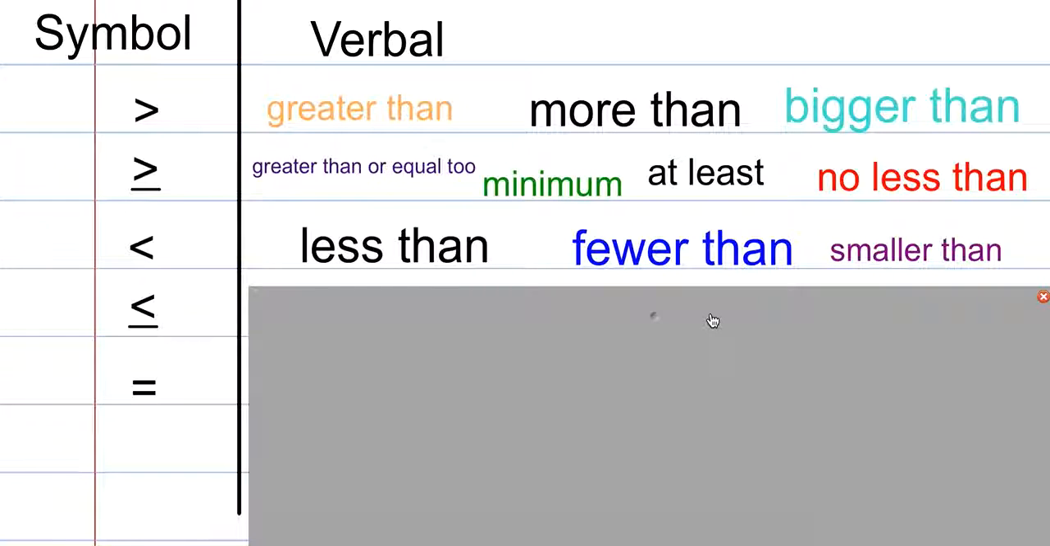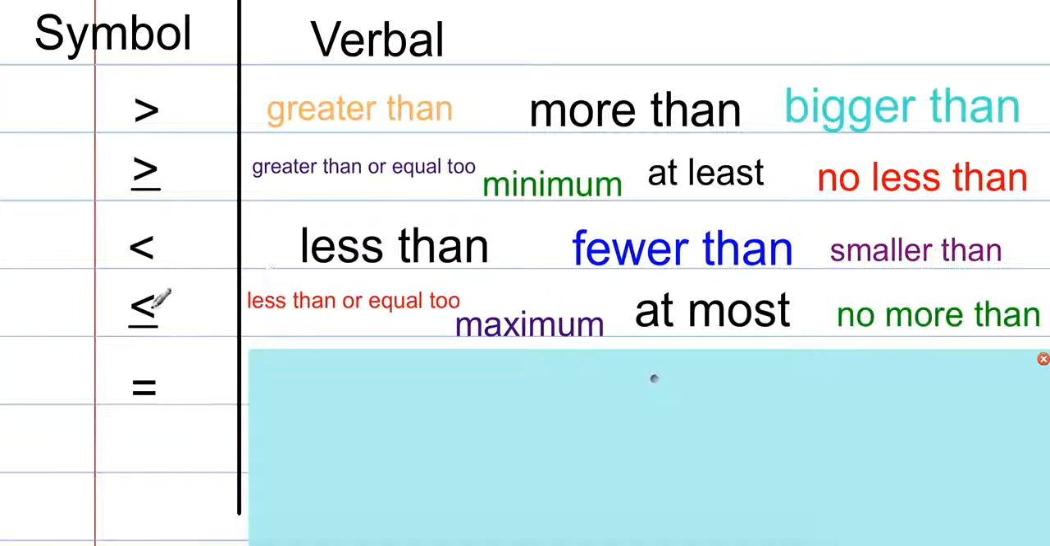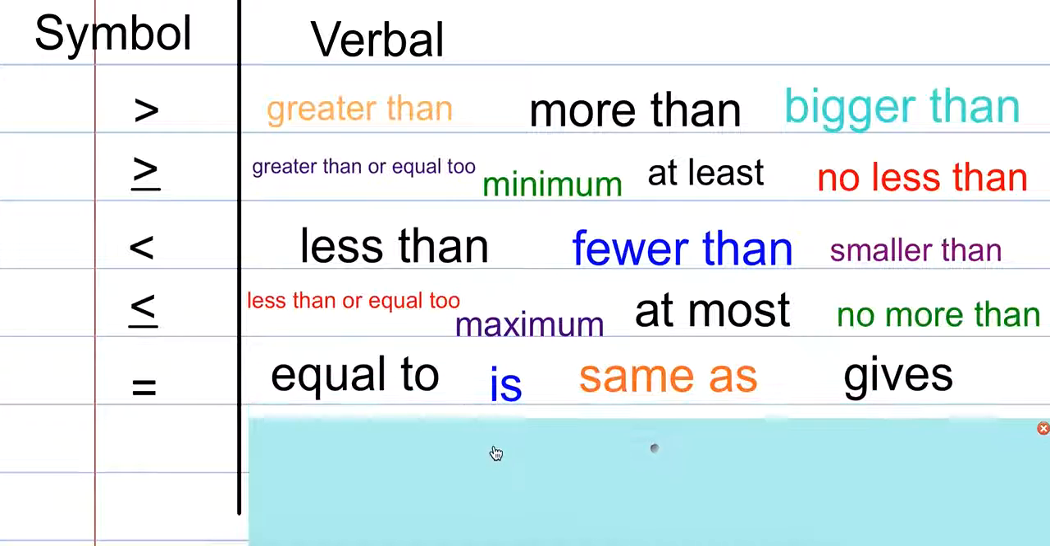Next one is the less than sign, fewer than or smaller than. All right, here's the confusing one. Less than or equal to. Now, since the side to the right has to be less than, this would be bigger, so this is your maximum or the at most. And again, the opposite of more than would be no more than. Lastly, the equal sign. So we have equal to, is the same as, and gives. So this is when we're talking equations. These are all our inequality signs.